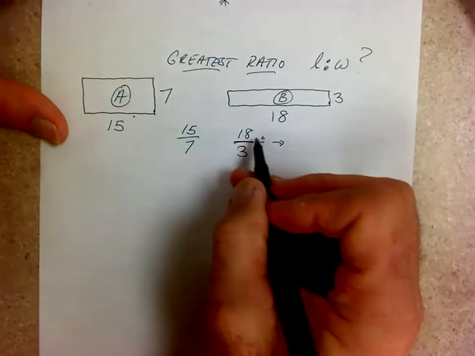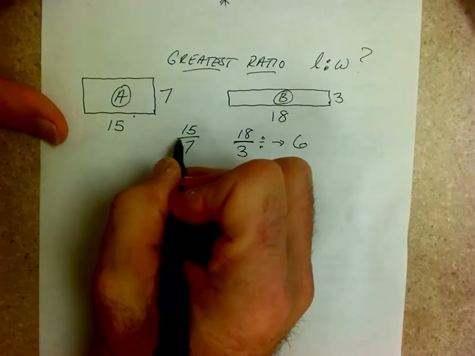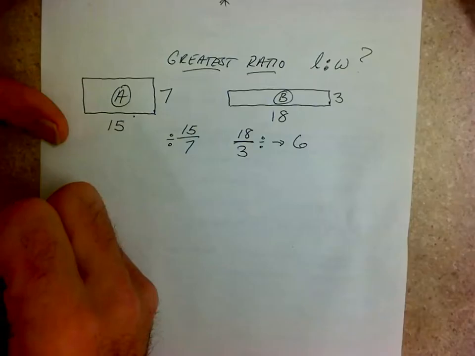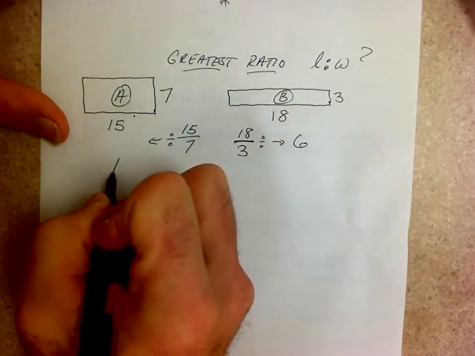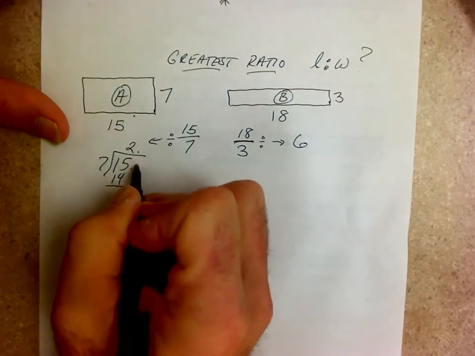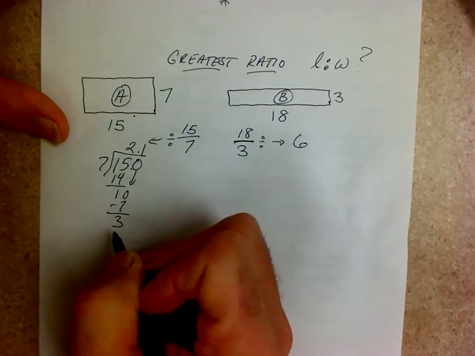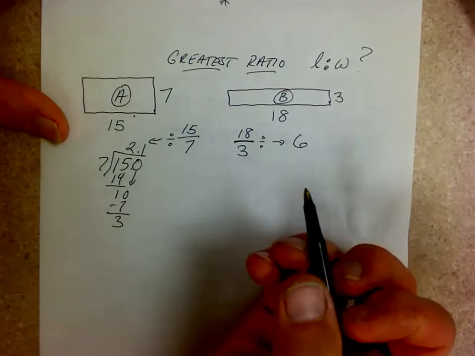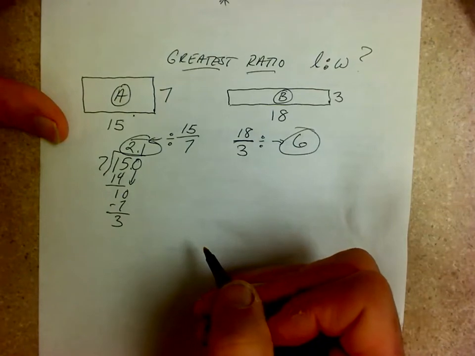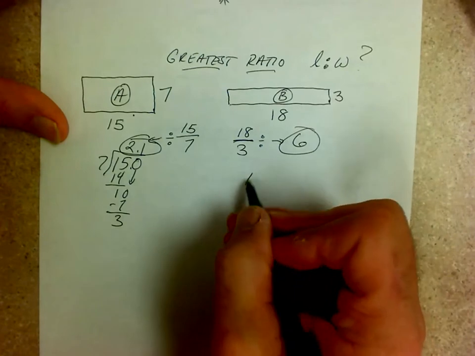So 18 to 3 has a ratio of 6. 15 to 7, and again, we can divide here, that would be very quickly 2.1. And again, we could continue this, but we obviously have enough information here to recognize which one has the greatest ratio of length to width, and that would be rectangle B.